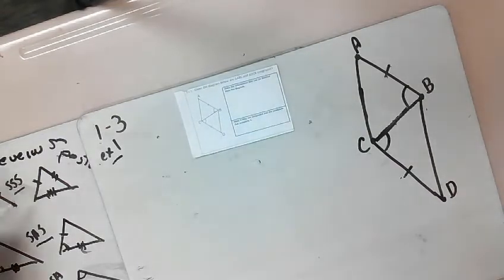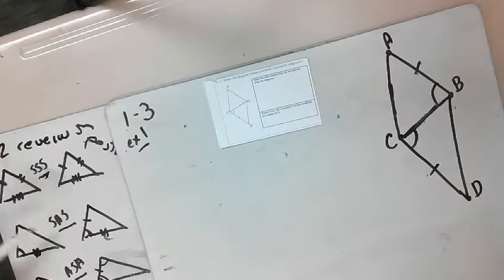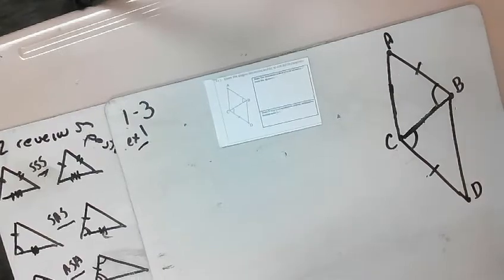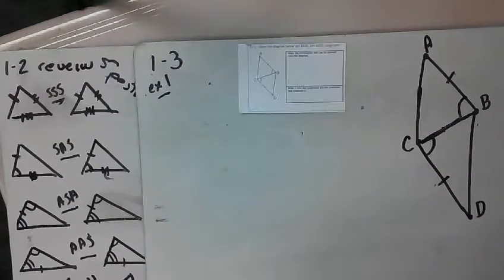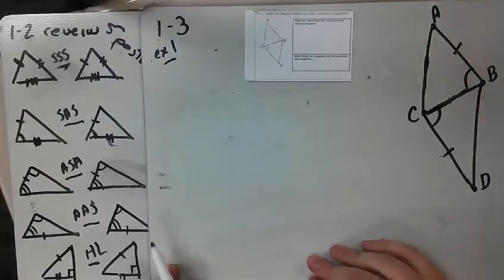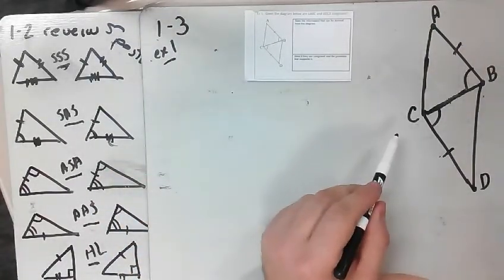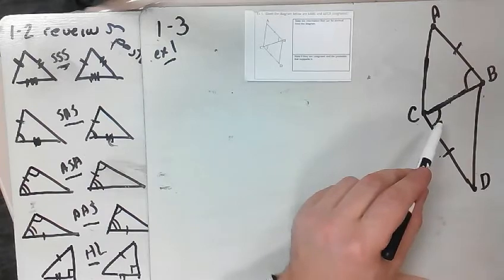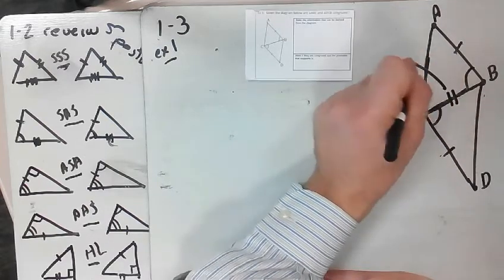If you look at these, we've got side, side, side, which is 3 parts, and side, angle, side, also 3 parts. The only postulate that does not require 3 parts to prove is HL, which is down here at the bottom. So now we're going to prove that this triangle is congruent. Well, what I have is a shared side here.